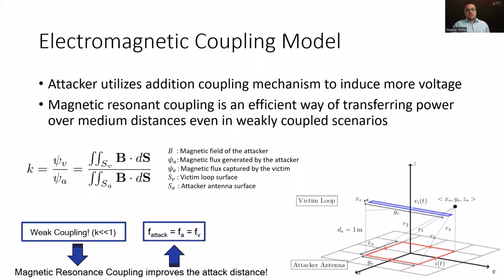The attacker utilizes electromagnetic coupling to induce more voltage in the near field region of the antenna. The coupling ratio is calculated experimentally, and it is observed that there is a weak coupling because K is much less than 1. That's why we utilize magnetic resonant coupling to transfer power, because it is an efficient way of transferring power wirelessly, even in weakly coupled scenarios. In this, the optimum condition is that the attack waveform frequency should be equal to the resonant frequency of the antenna, and that should be equal to the victim resonant frequency.